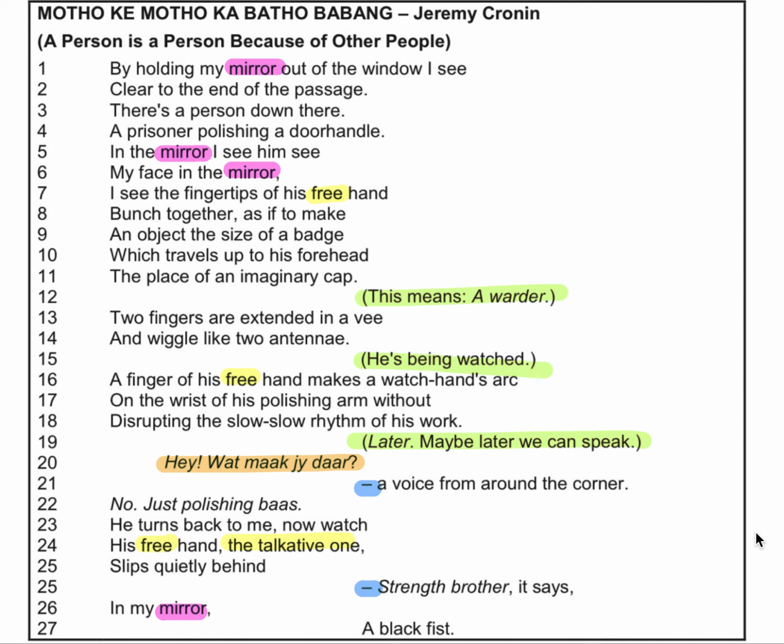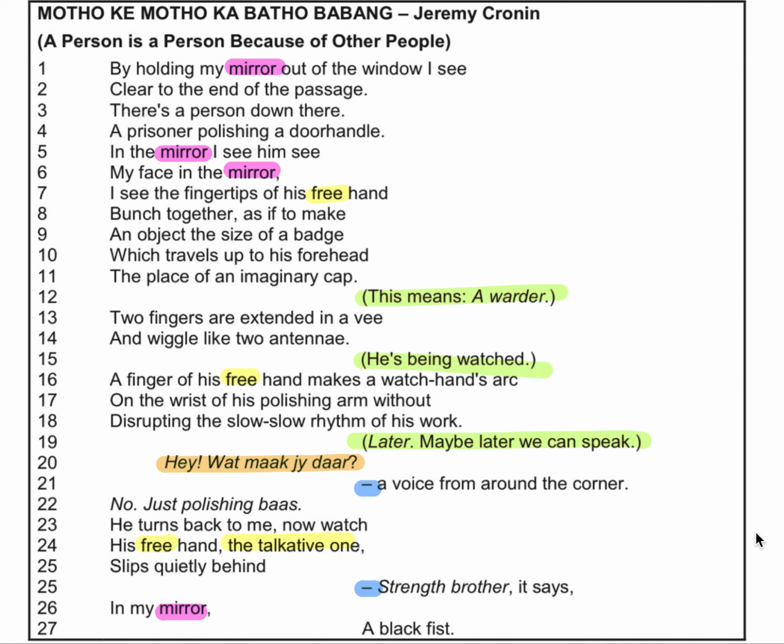2 fingers are extended in a V and wiggle like 2 antennae. He's being watched. Once again, this translation for us in brackets. A finger of his free hand makes a watch hand's arc on the wrist of the polishing arm without disrupting the slow rhythm of his work. So he is once again communicating, I can't talk now, we can talk later. The Afrikaans represents this stern remark by the prison warden, and we have the dash there to indicate who is saying this, a voice from around the corner, there's someone that cannot be seen. And he replies that no, he is continuing to polish, he is not actually communicating with anyone.